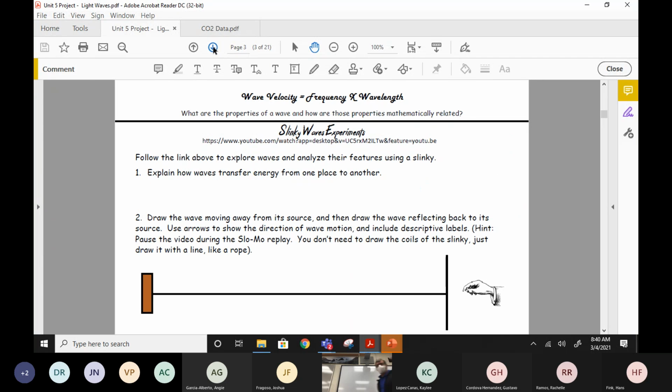And then we get into an actual lab that goes several pages where I filmed myself doing the lab with the Slinky in my garage, right? Making waves with the Slinky, and we analyzed and we measured and we compared, we counted, right? We did all those things.